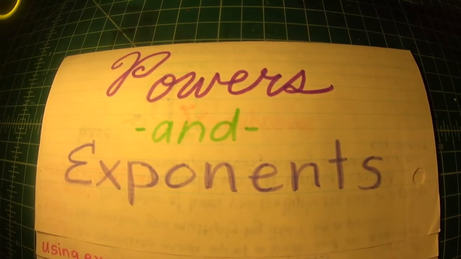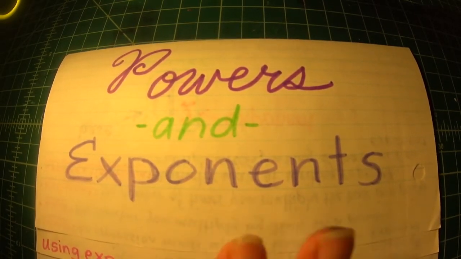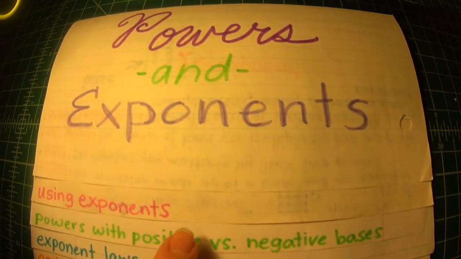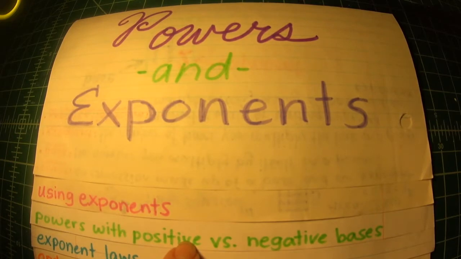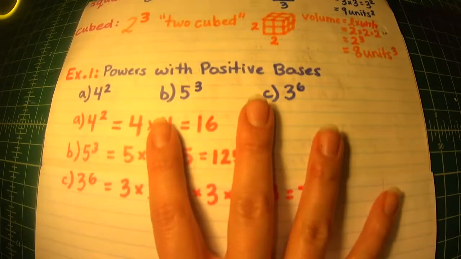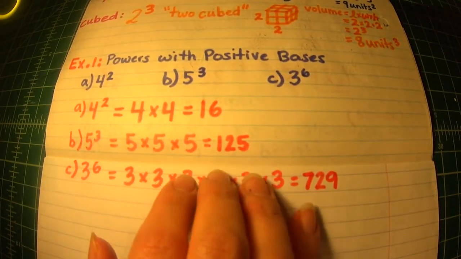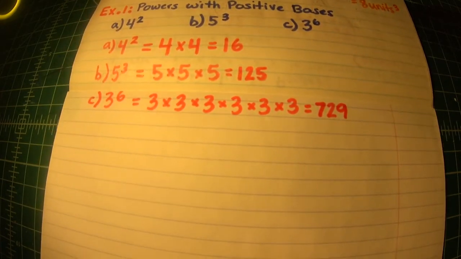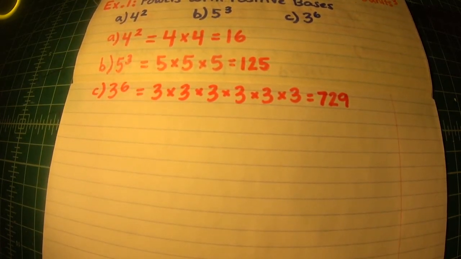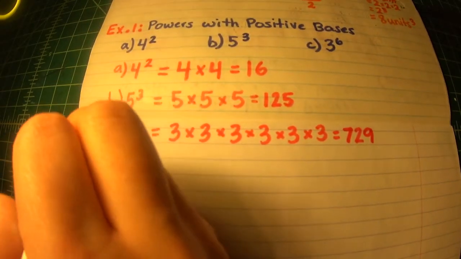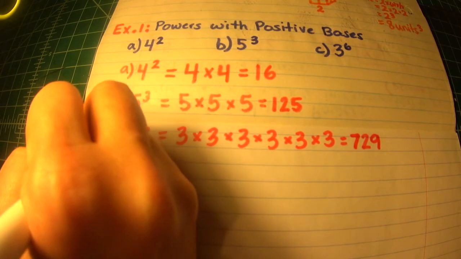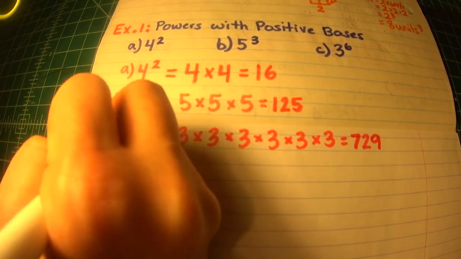So first thing I'll get everyone to do is take out their powers and exponents foldable, and please open up to the second section, powers with positive versus negative bases. So underneath the notes we made yesterday about positive bases, we are now going to add some examples of negative bases. So first thing I'll get you to do is write example 2.